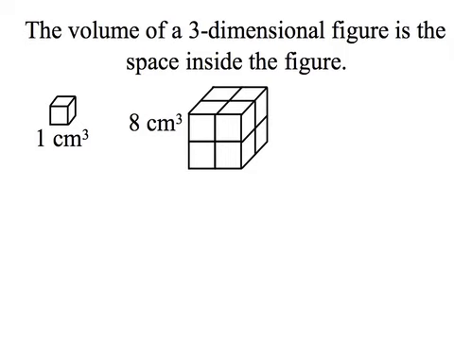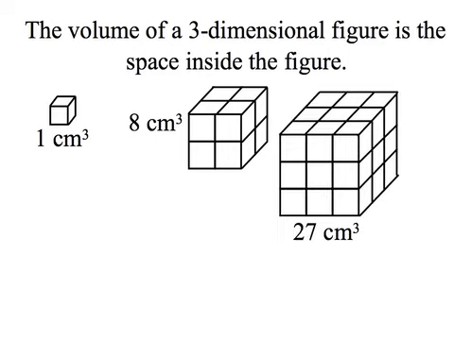Now we have a cube that's 2 centimeters on each edge, and you can see that the top layer has 4 cubes, so the bottom layer must have 4 cubes, even though you can't see all 4 cubes. Well, 2 times 4 is 8, so our second cube has 8 cubic centimeters as its volume.